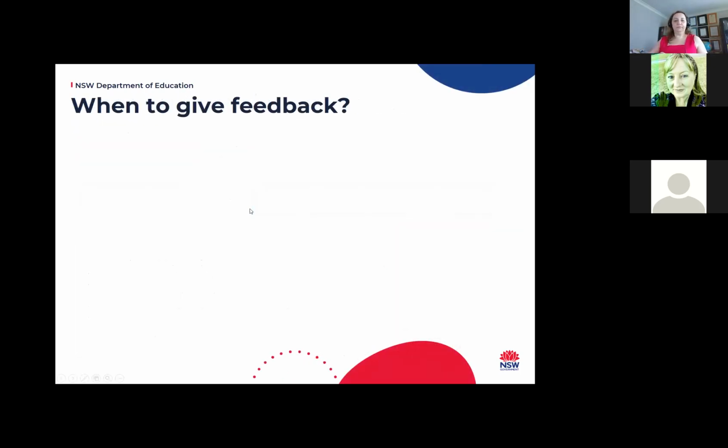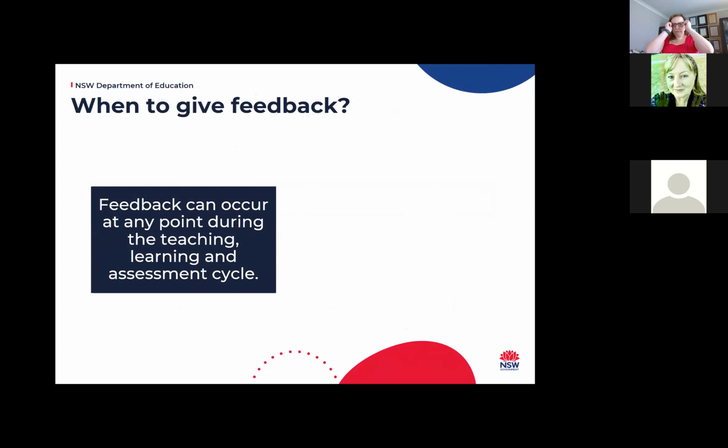When to give feedback. Feedback can occur at any point during the teaching, learning, and assessment cycle. Ideally, feedback takes place during the learning as students work on classroom activities. This allows time for students to make improvements along the way. This is often more effective and productive to the learning experience than end-of-task feedback measures.